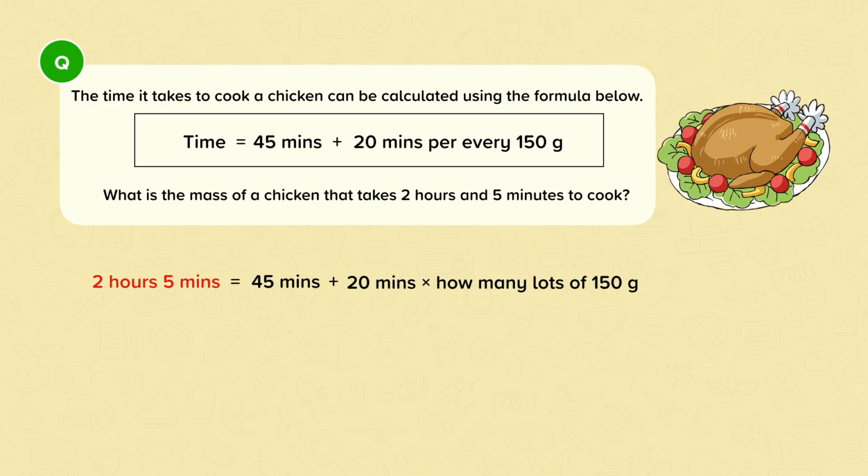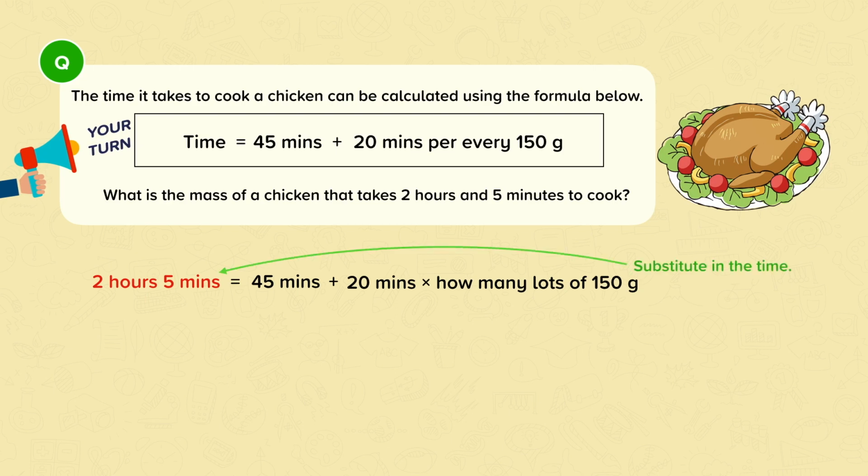The time it takes to cook a chicken can be calculated using the formula below. The time equals 45 minutes plus 20 minutes per every 150 grams. What is the mass of a chicken that takes 2 hours and 5 minutes to cook? So 2 hours and 5 minutes is 45 minutes plus 20 minutes times how many lots of 150 grams? It's your turn. Have a go.